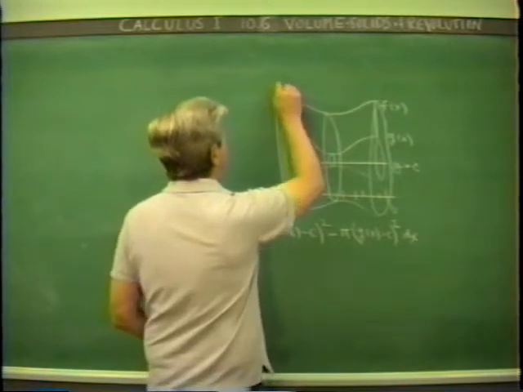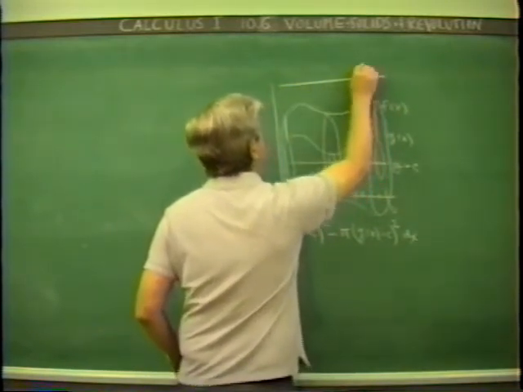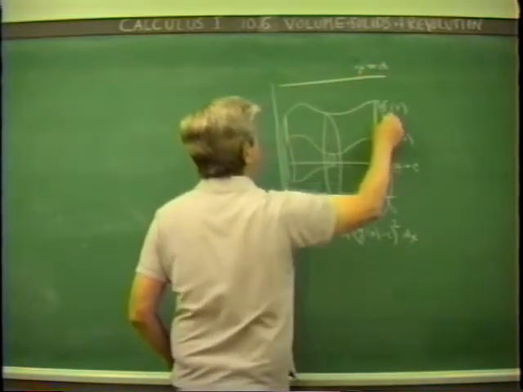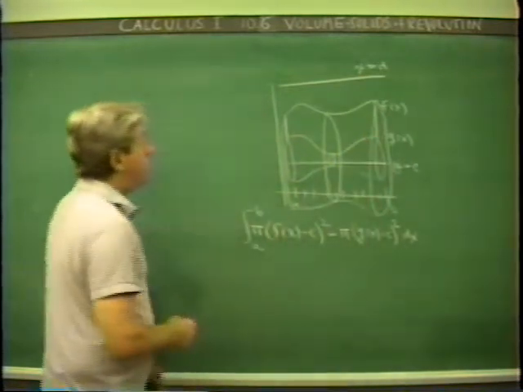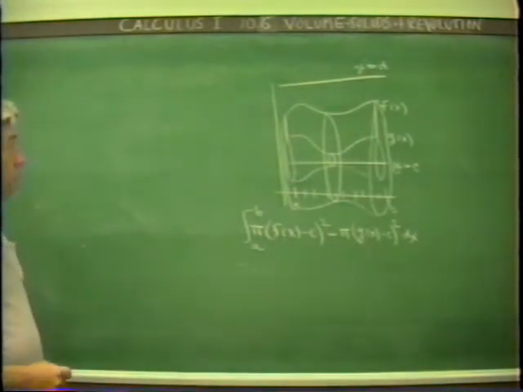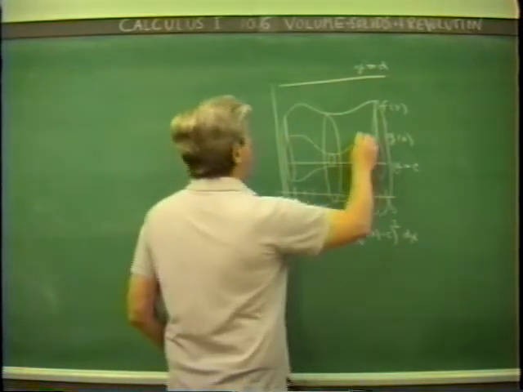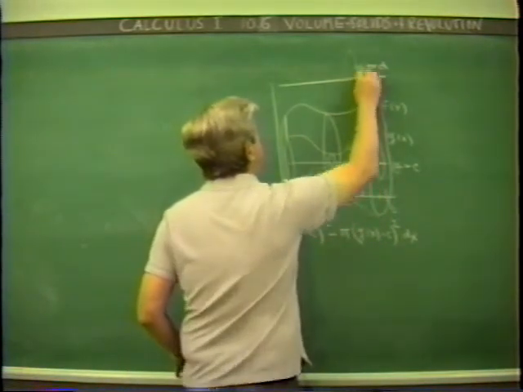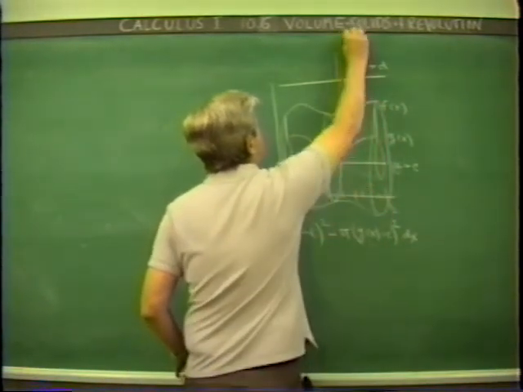If you wish to revolve this around a line y equals d, which was above f of x, which was above g of x, then the result would be, again, something with a hole in the center.